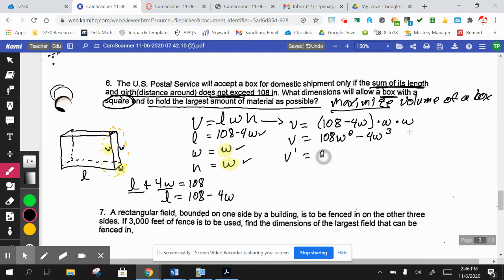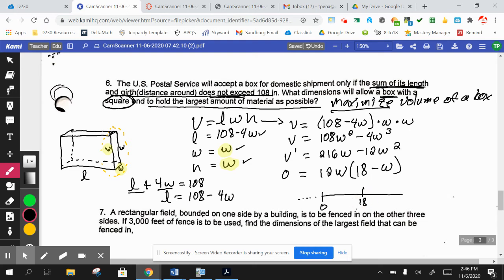So we do that. So 216W minus 12W squared, set that equal to 0. We can pull out a 12W from each. That leaves us with 18 minus W. So 0 is a test point. However, we can't have negative lengths, so there's really no need to go to the left of 0. And then 18 is our other test point.